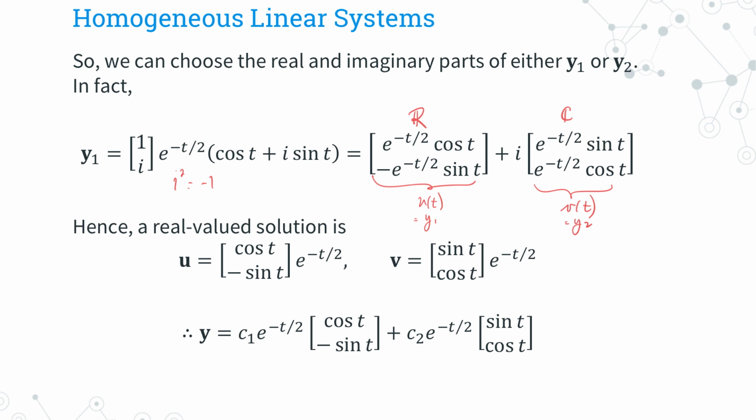So we would have c1 y1 plus c2 y2. So this is y1, and this guy is y2. And here we have c1 y1 plus c2 y2. And that is equal to our function y. That is our solution to this system.